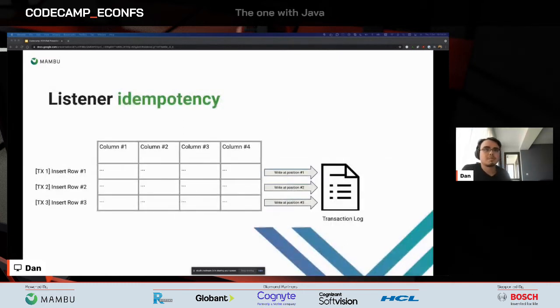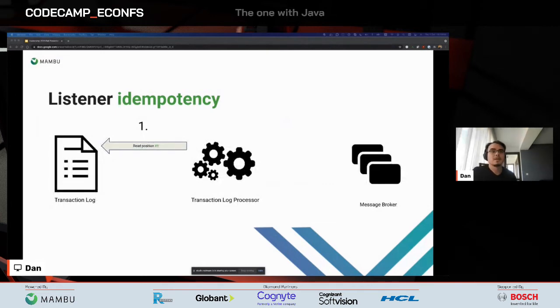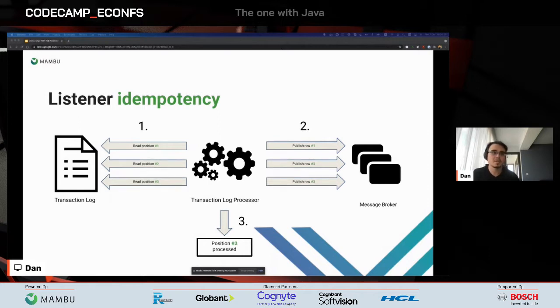Now let's talk a little bit also about idempotency. This is also an important topic. Let us take a scenario where we have three different rows inserted in the table through three different transactions. Of course, all of them would be written in the transaction log one after the other. And how would the processing look like? It would be really straightforward. The CDC application would read the entry from the transaction log, do the necessary processing, which in our case is publishing to the message broker, and then marking the position or the row as processed in order to not pick it up again if it ever needs to reprocess the file. Same would go for the second row, and same would go for the third.